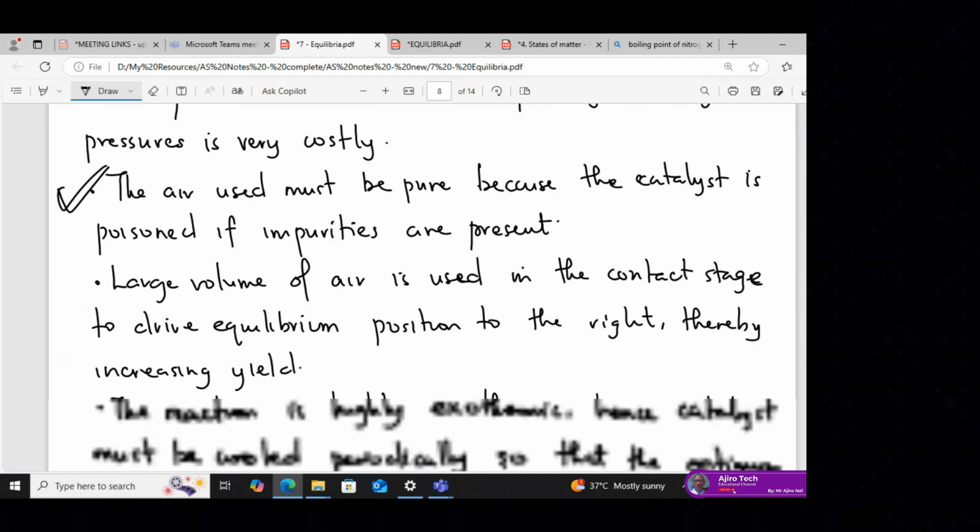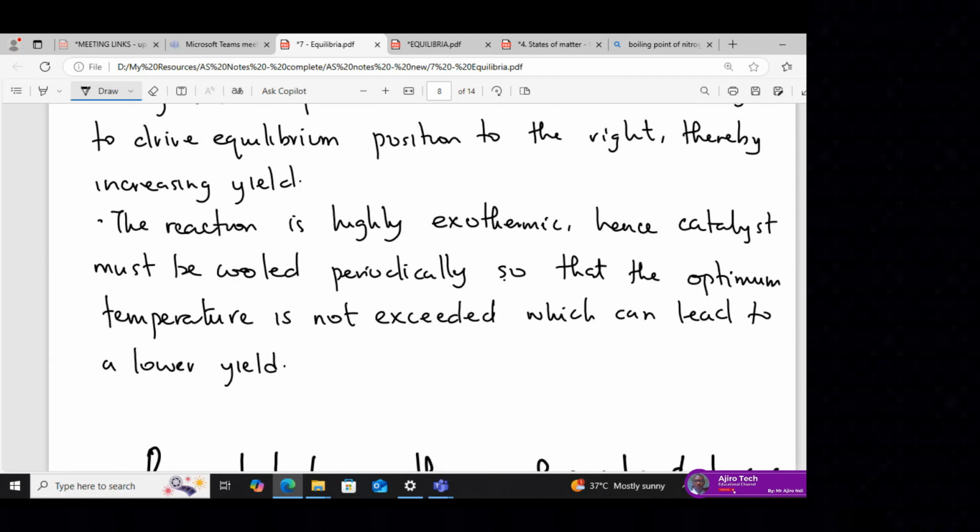Good. So the catalyst will be cooled so that the optimum temperature of 450 degrees Celsius is not exceeded. If not, the yield becomes lower. Do you agree to that?